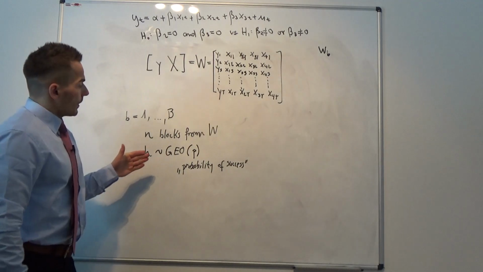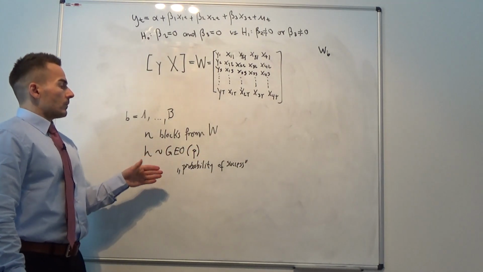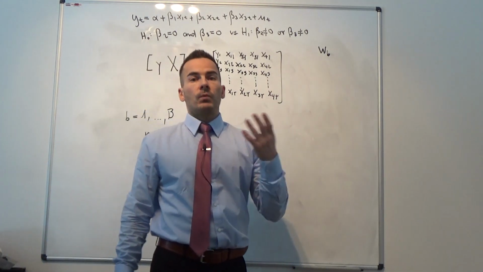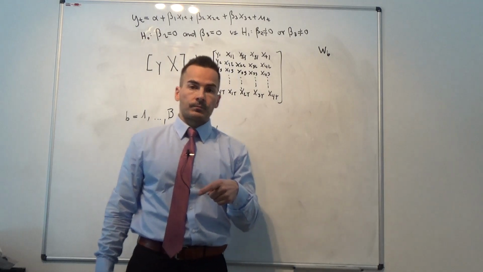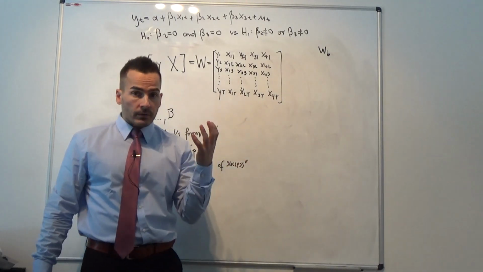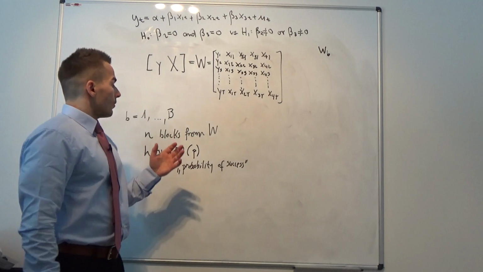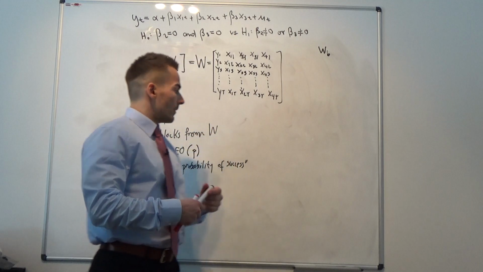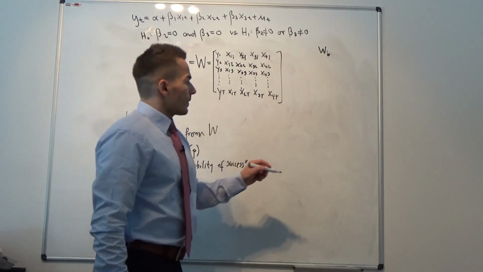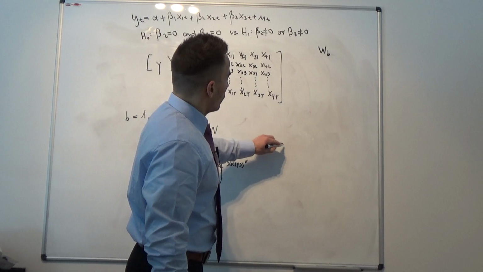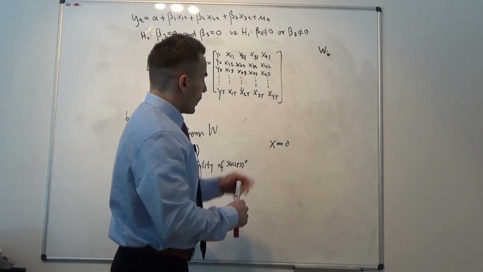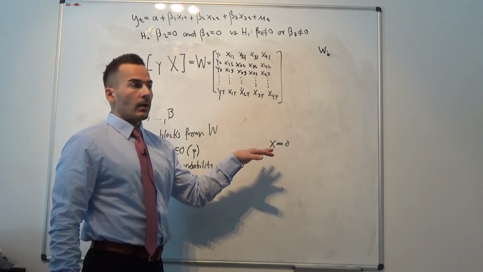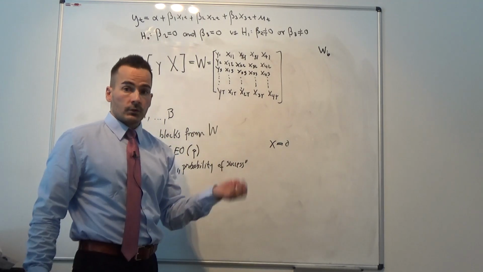So what is a geometric distribution? It gives us the number of failures, how many failures we had until success occurs. That is important to bear in mind. So the geometric distribution gives us the number of failures until success occurs. Let's say x is 0. Well, what does it mean? If x is 0, it means there were no failures and we had success on the first trial.